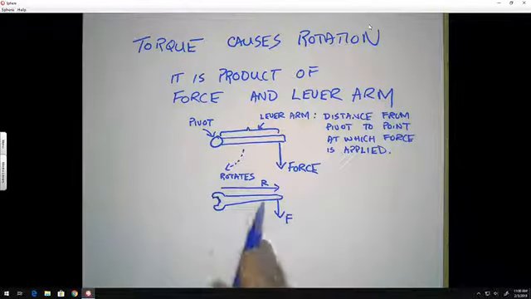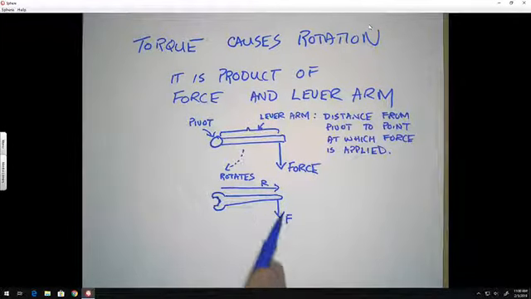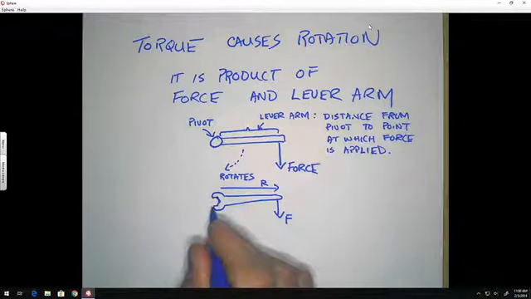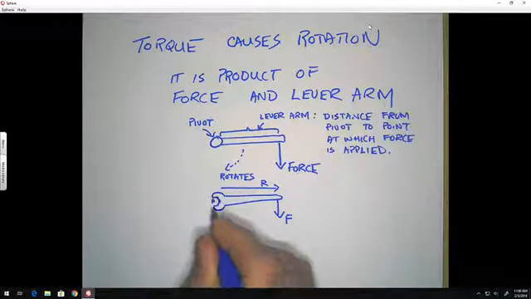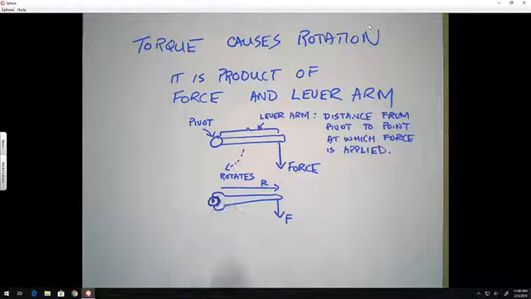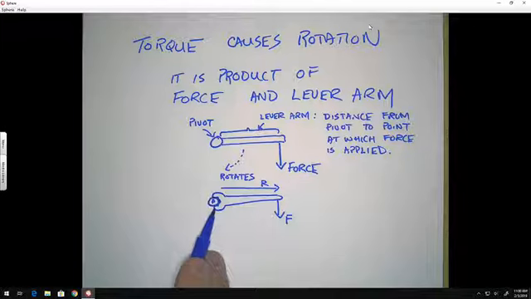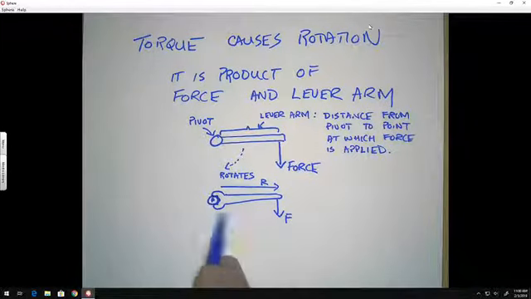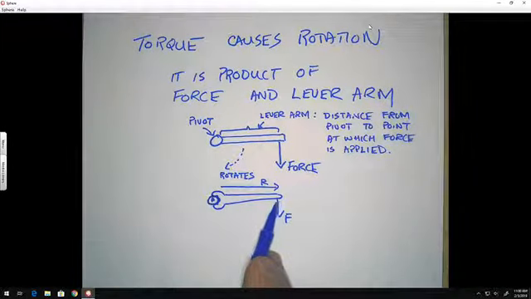You make that distance really big, and that gives you a lot of torque because you're making both of these things big. And then your pivot, I'll put a P there, or a circle. The pivot is going to be wherever the bolt is. A lot of tools work this way because you have a very long handle, and that gives you a long lever arm.